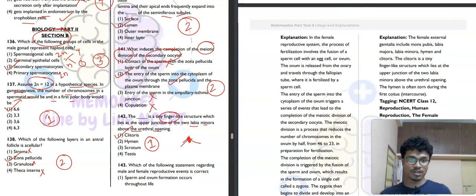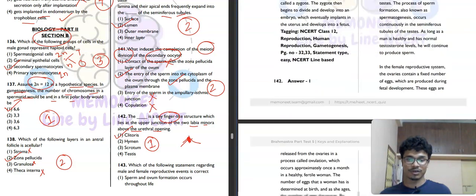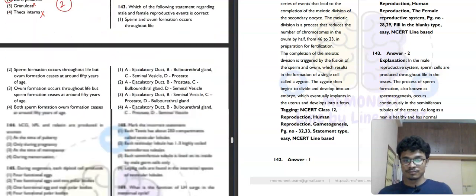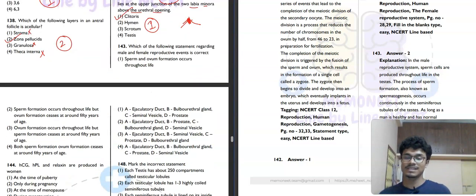Moving towards the next question, question number 143. It is saying, which of the following statements regarding male and female reproductive events is correct? Sperm and ovum formation occurs throughout life? No. Sperm and ovum formation does not occur throughout life. It's before birth; after embryonic development, it doesn't. So the next one: sperm formation occurs throughout life, but ovum formation ceases around 50 years of age.